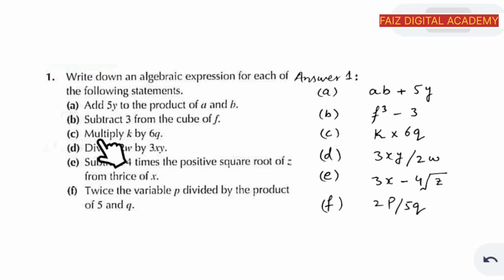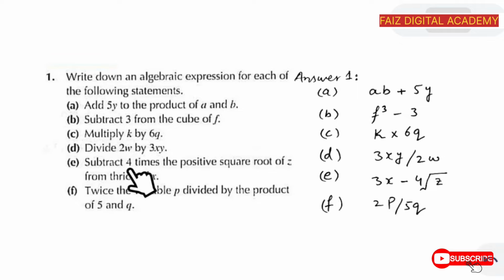In c part, we have to multiply k by 6q. So k multiplied by 6q, or you can just simply write 6kq. In d part, we have to divide 2w by 3xy. So 3xy divided by 2w.